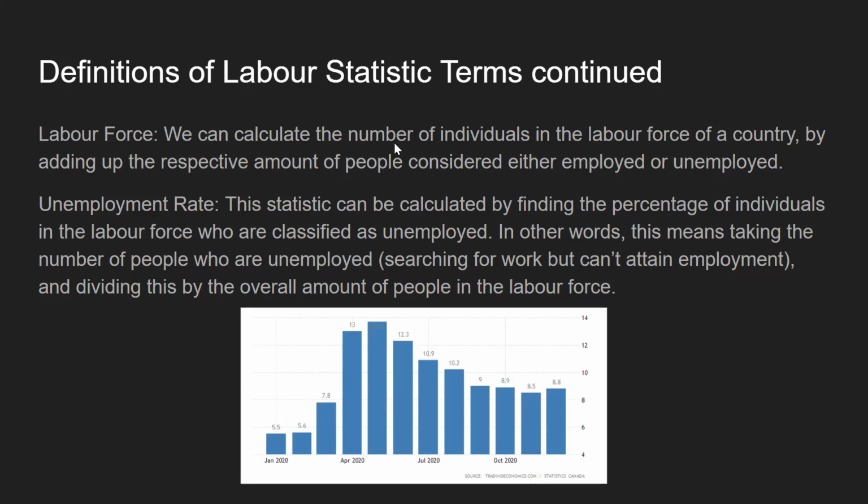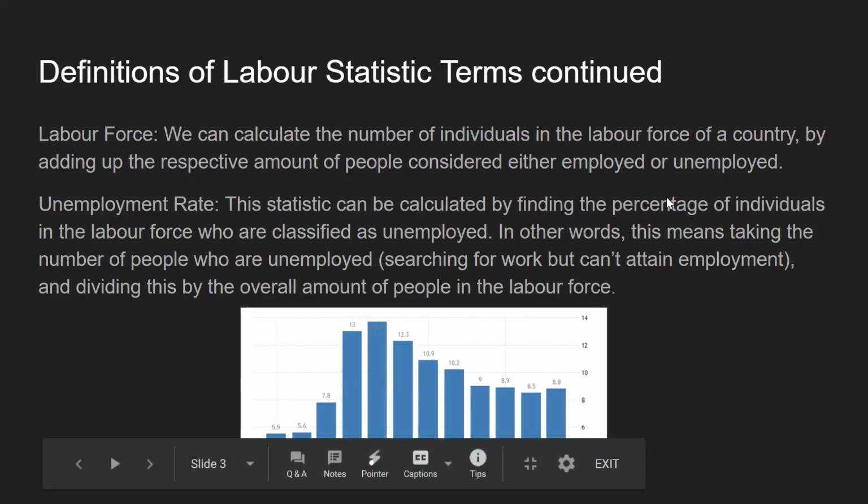So the unemployment rate. This statistic can be calculated by finding the percentage of individuals in the labor force who are classified as unemployed. In other words, this means taking the number of people who are unemployed, searching for work but can't attain employment, and dividing this by the overall amount of people in the labor force.